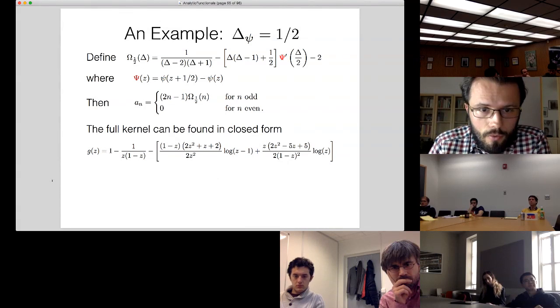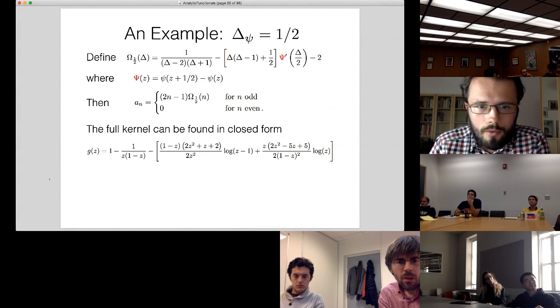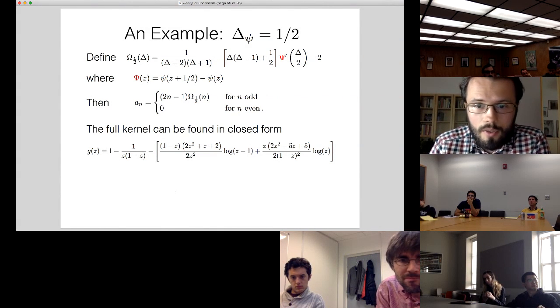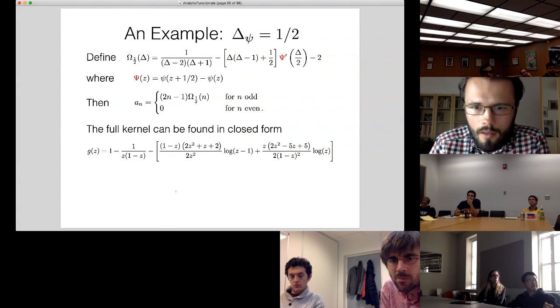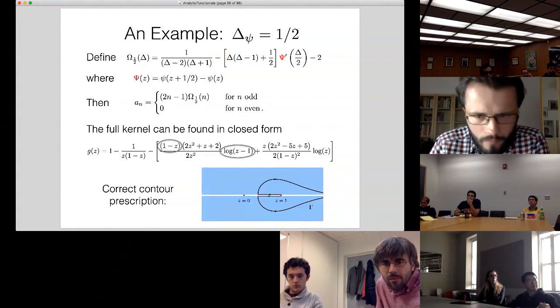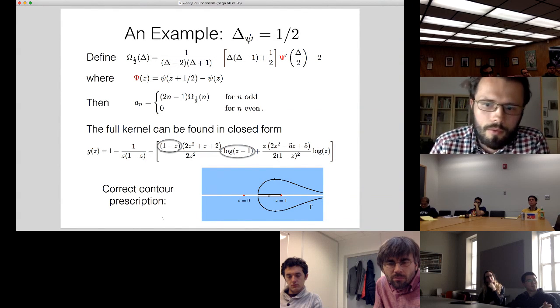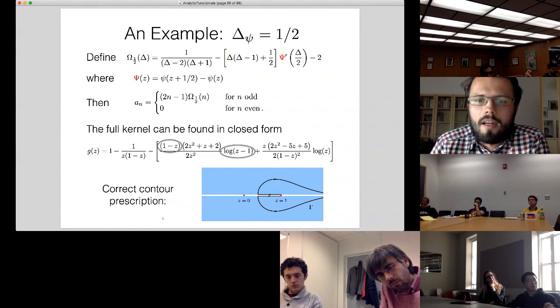In fact, the full kernel can be resummed or found in a closed form. So this whole sum of Legendre polynomials can be found in a closed form, and as a function of z, it looks as follows. One thing you may be worried about is that the resummation of all the Legendres produced an additional branch cut, so that there is this logarithm, which is a branch cut for z less than 1. This we did not expect, but it's possible to rectify this problem by deforming the contour a little bit, so that one obtains a correct functional with the correct action, which is completely well defined.